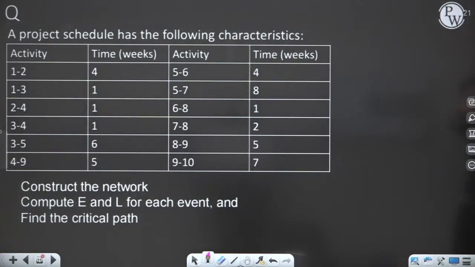A project schedule has the following characteristics. Here are activity and time in weeks. There are a lot of activities. So construct the network, compute E and L for each event, and find the critical path.